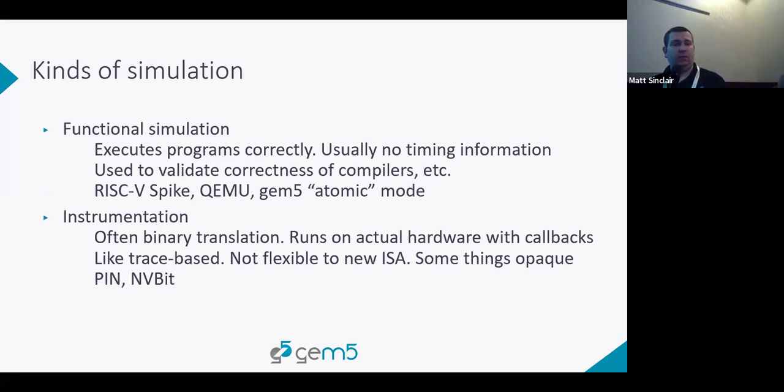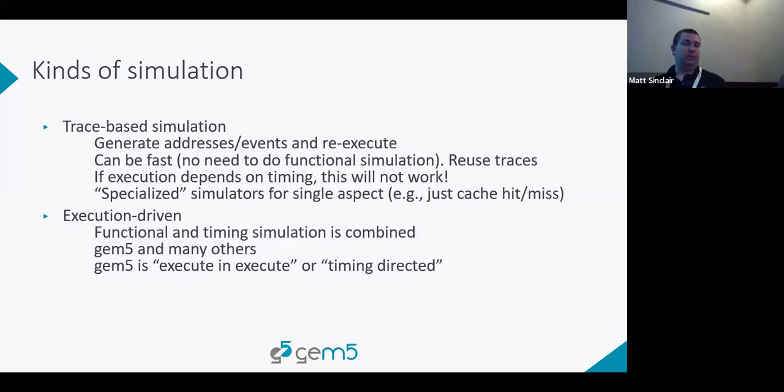So I went through some examples of this on the past few slides, but just to reiterate, functional simulation, there's usually no timing information. It's just about getting the program to run correctly. Gem5's atomic modes are one example of this, but of course there are others as well. Instrumentation, that's things like binary translation. It's not really flexible to a new ISA, but it works well, say, for PIN in the CPU world or NVBit for NVIDIA GPUs. Trace-based and execution-driven, I talked about this already, the pros and the cons there.